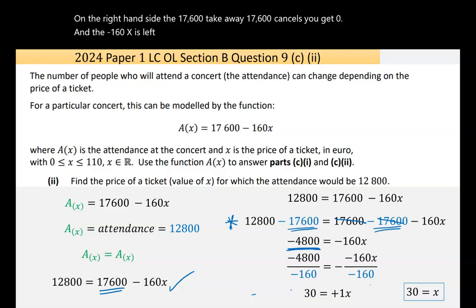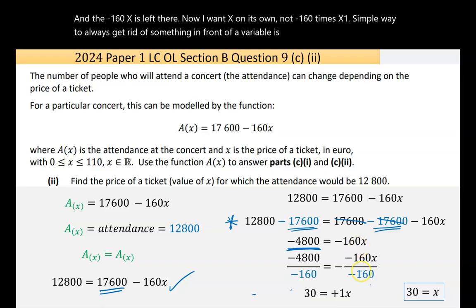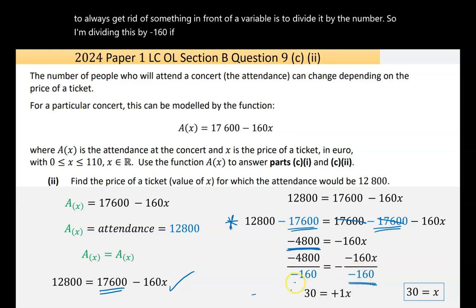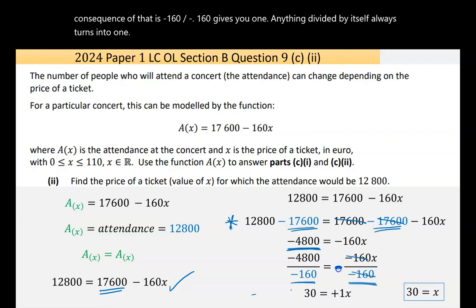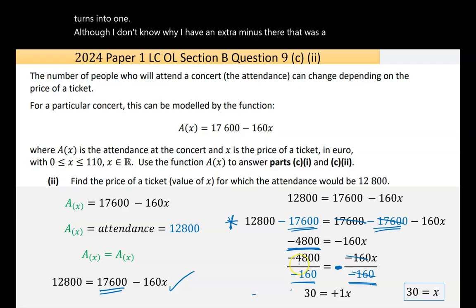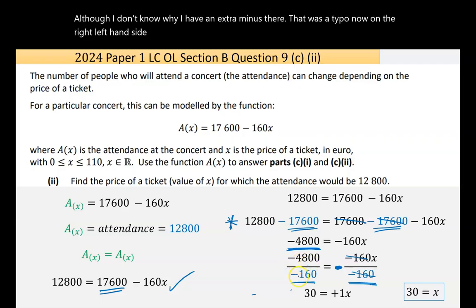Now I want x on its own, not negative 160 times x. One simple way to always get rid of something in front of a variable is to divide it by the number. So I'm dividing this by minus 160. If I do it to one side, I have to do it to both sides. So the consequence of that is minus 160 divided by minus 160 gives you 1. Anything divided by itself always turns into 1. Although I don't know why I have an extra minus there. That was a typo. Now on the left-hand side, minus 4,800 divided by minus 160 gave me an answer of 30. So my answer is a ticket price of 30 euro.